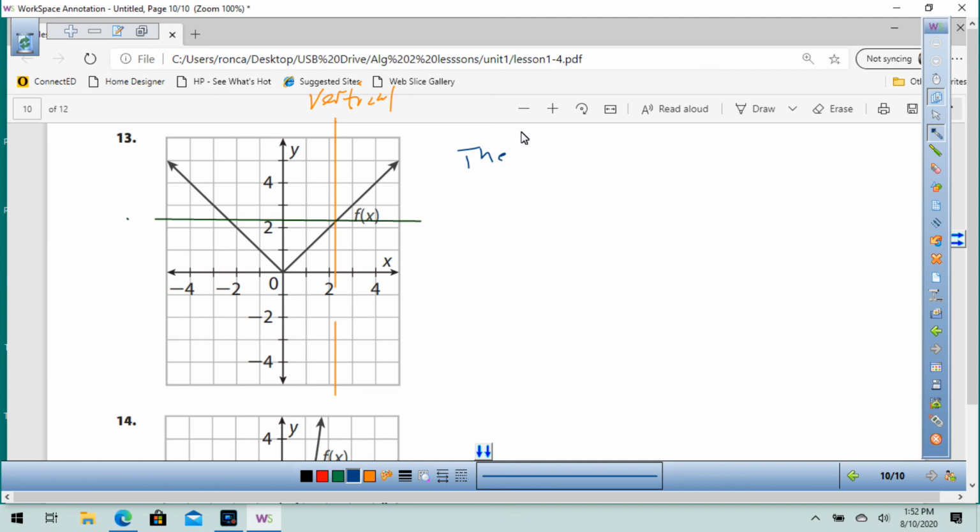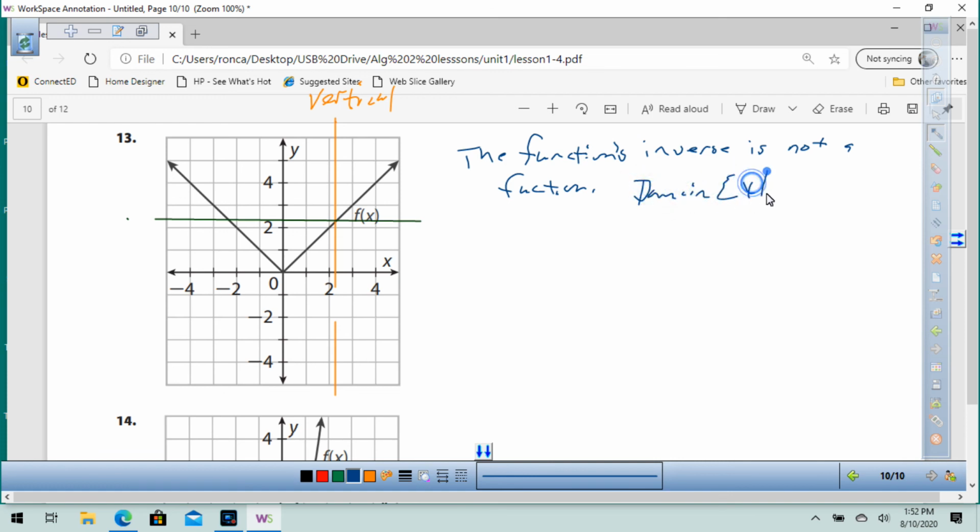The function's inverse is not a function. And the only way to make it a function is to restrict the domain such that x is greater than or equal to 0. If you do that, then it will in fact be a function. Okay. In other words, you would just have this one leg here.